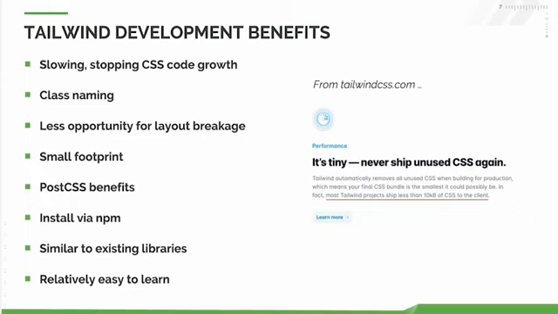It's very difficult to be consistent with that. There's less opportunity for layout breakage as you're assigning these utility classes per element. Small footprint. I captured this on the right. I thought it was significant. Tailwind automatically removes all unused CSS when building for production, which means your final bundle is as small as it possibly could be. In fact, most Tailwind projects ship less than 10 kilobytes of CSS.